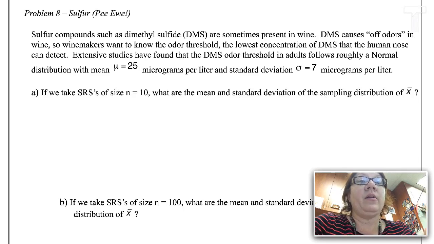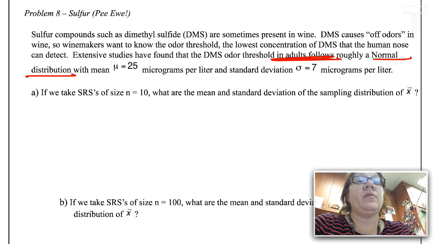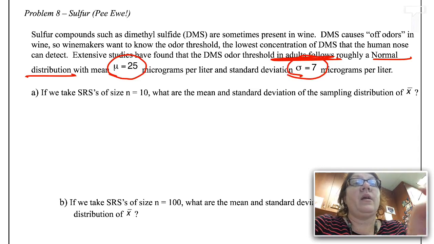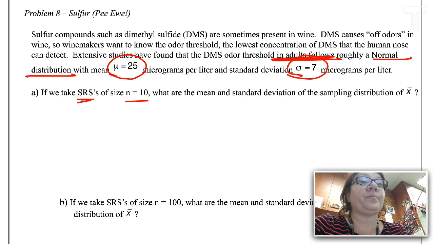Remember, I spy with my little eye some information. So first thing I see is normal distribution. So of course I would underline that. And that was for all the population, all the adults. And then they tell me the mean for the population and the standard deviation for the population. And then I move to part A and I notice, oh, they gave me sample size, back to simple random sample. So all of that stuff is important.